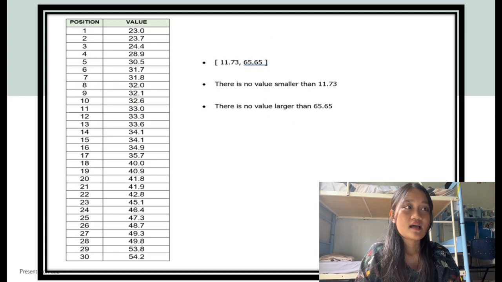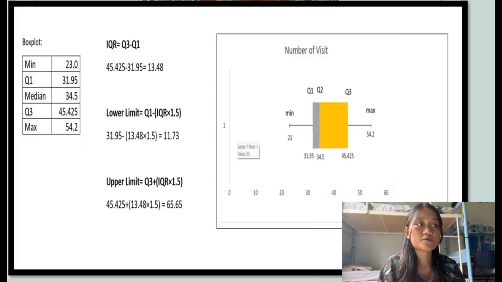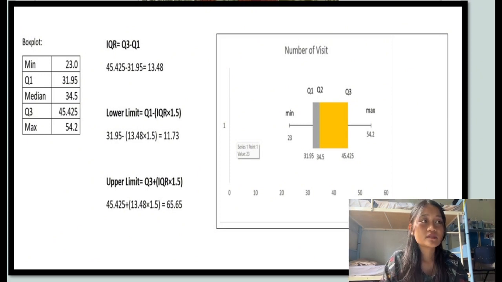So in here, any value that is smaller than 11.73 million and larger than 65.65 million is considered an outlier. But in this data set, number of visits, there is no outlier. And this is what the box plot looks like since there is no outlier. As we can see, the median is located to the left of the center, so the distribution is positively skewed.